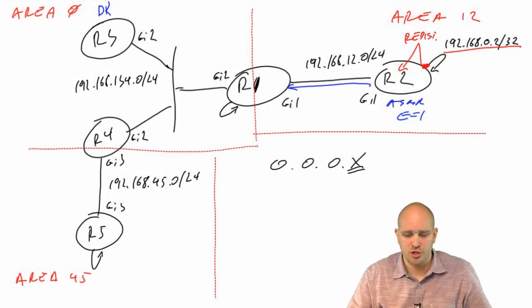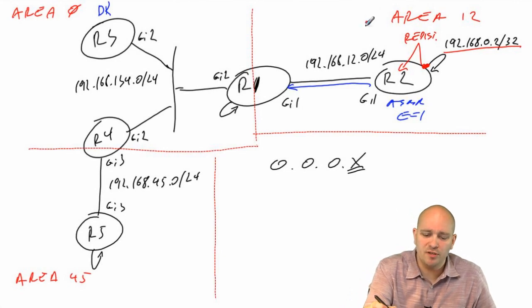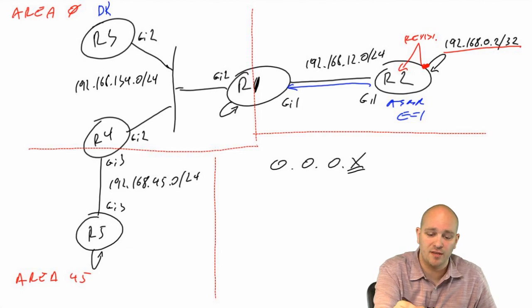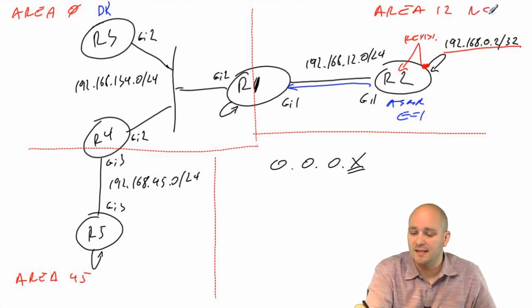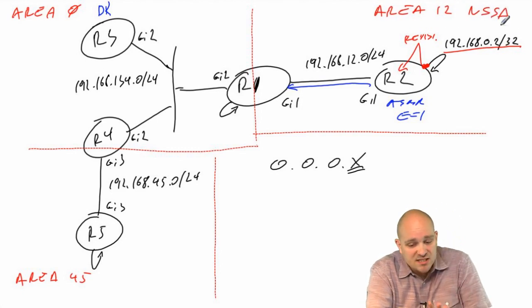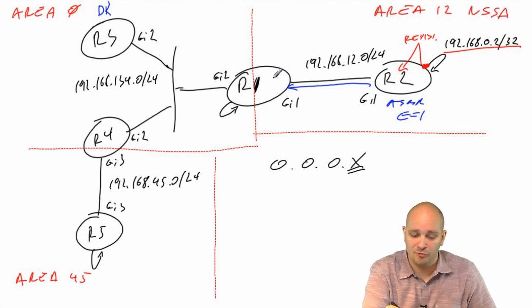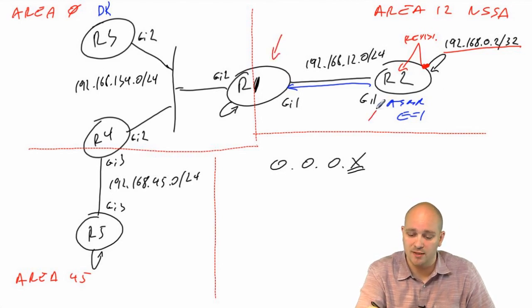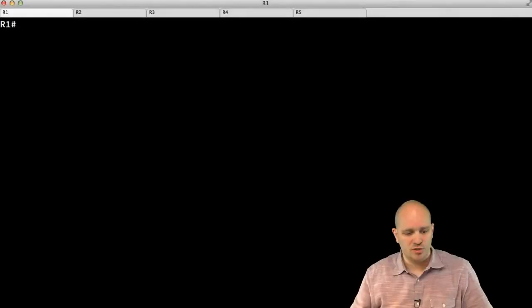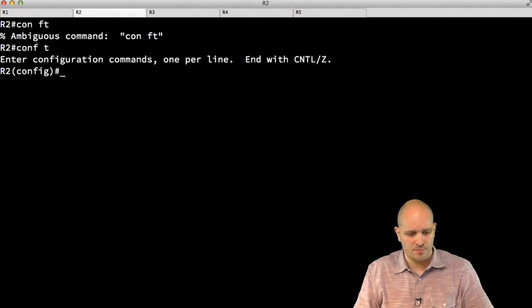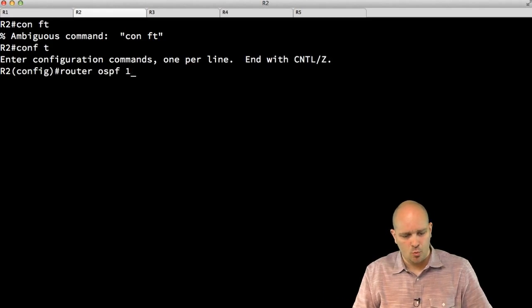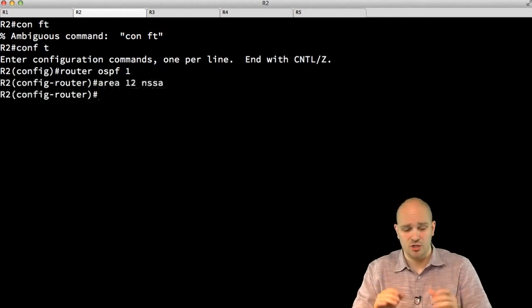Let's now make one more change in our network. I'm going to modify my area 12 here, so let me delete this area 12. I'm going to change my area 12 to be the NSSA area. This is the only change that I'm going to make, but I have to make it on R1 and on R2. I'm going to start with R2, so I'm going to go into router OSPF 1 and say area 12 NSSA.